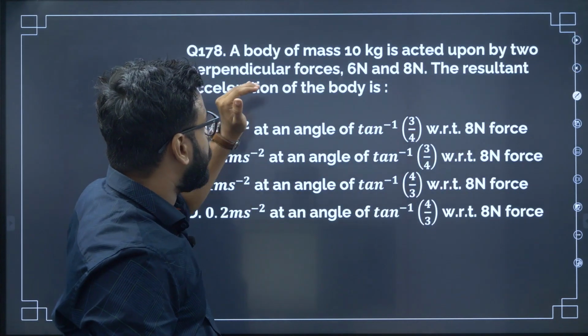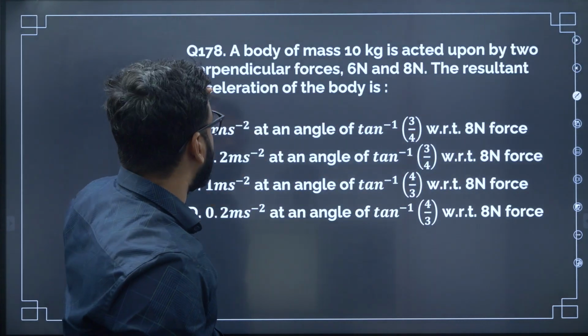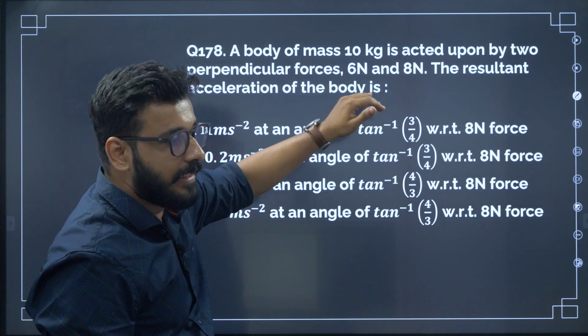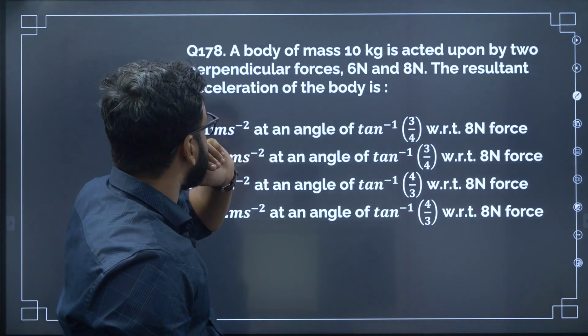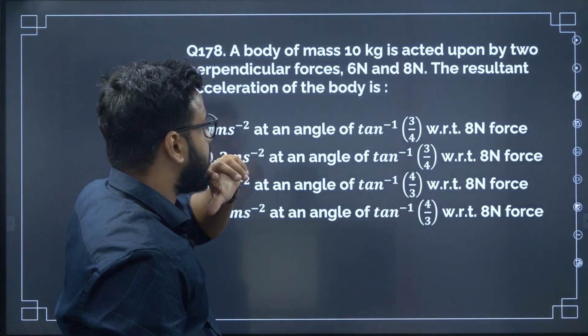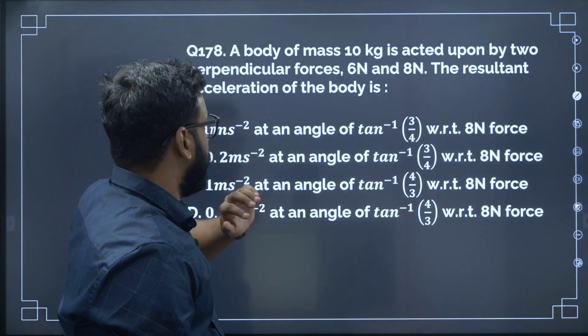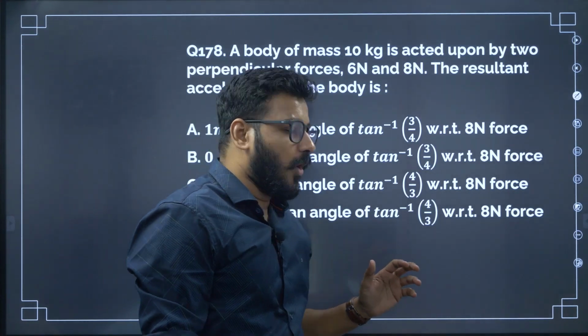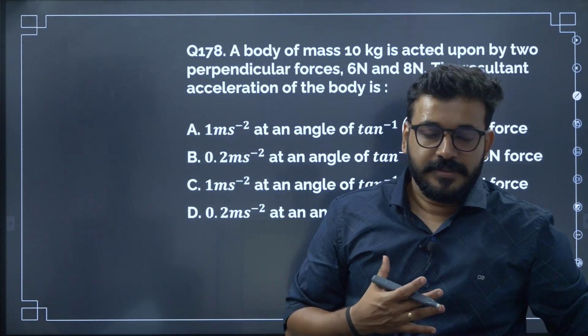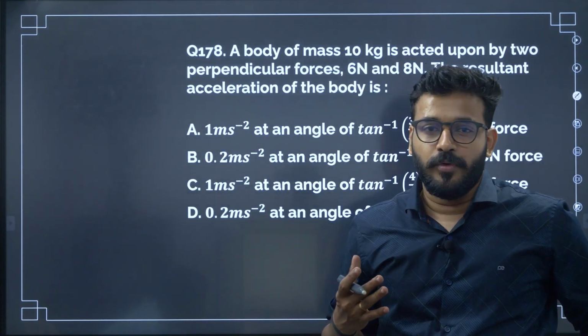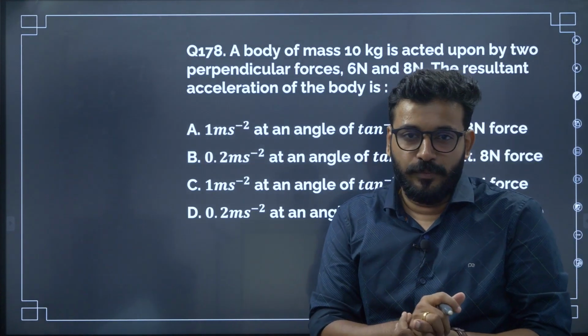Next, a body of mass 10 kg is acted upon by two perpendicular forces, 6 Newton and 8 Newton. The resultant acceleration of the body is. Now this question is not complete, I would say. Personally as a teacher, this needs a few more explanation. At least one diagram would have been correct.